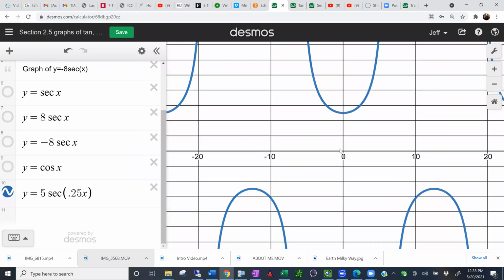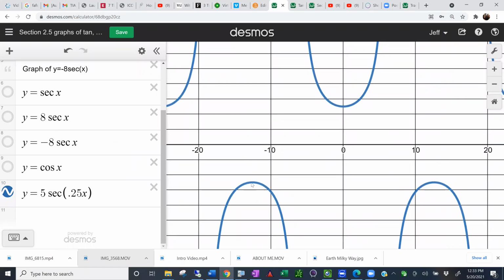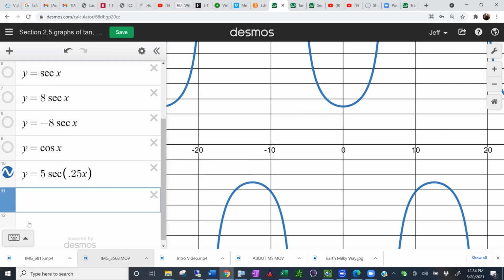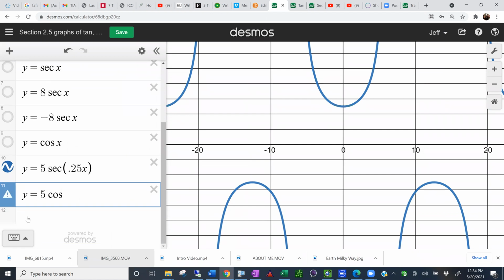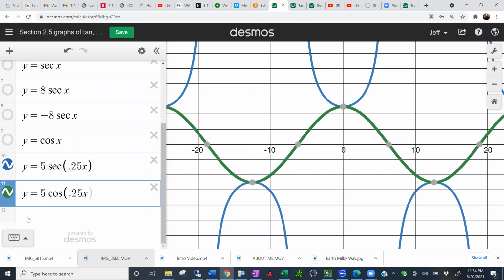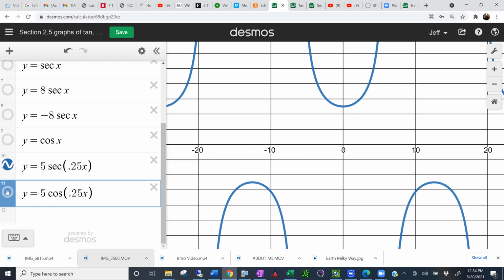We'll start with the easy part first, the range. By multiplying by 5, you're stretching this graph away from the x-axis. There's a big gap here. You can see that gap. You can fill it in if you type in y equals 5 cosine of 0.25x. Basically, it's reciprocal. So this is living where the gap is. But if I take that out, I can determine the range now. y equals 5 secant 0.25x.